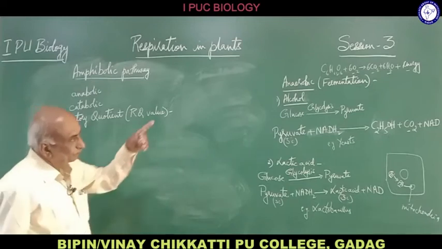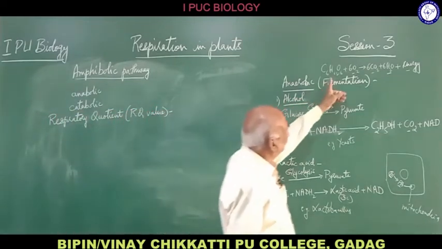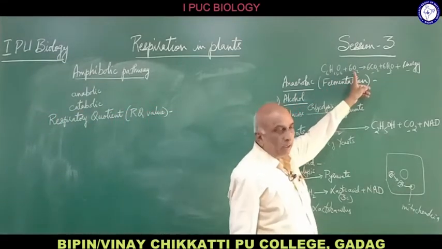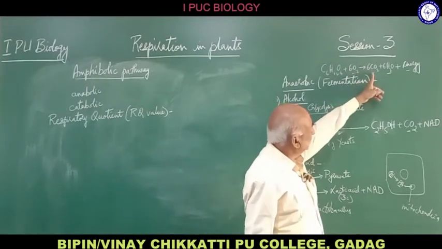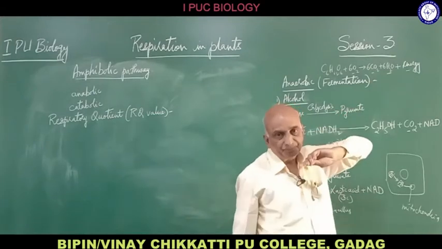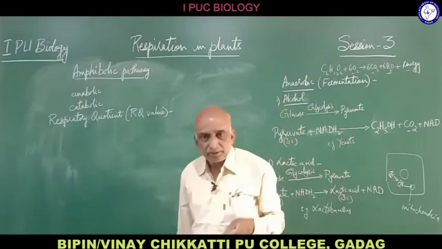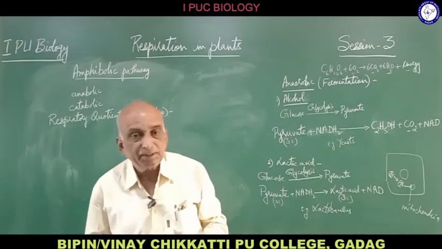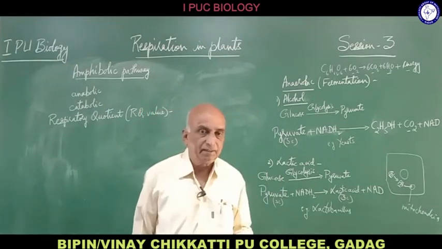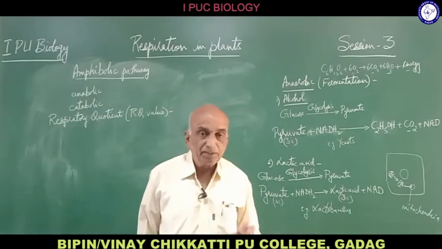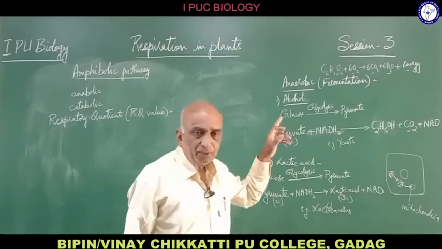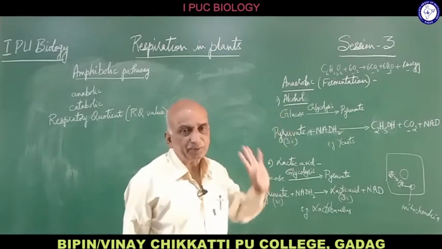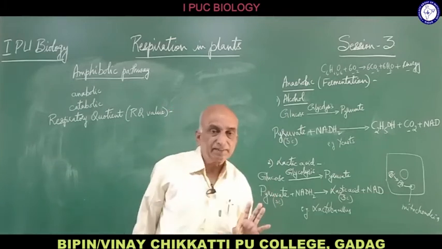When glucose is oxidized in the presence of oxygen, CO2, water and energy are produced. Now consider how much volume of oxygen is used and how much volume of carbon dioxide is released in the reaction. We have mentioned here 6 O2 and 6 CO2. This is 6 molecules.